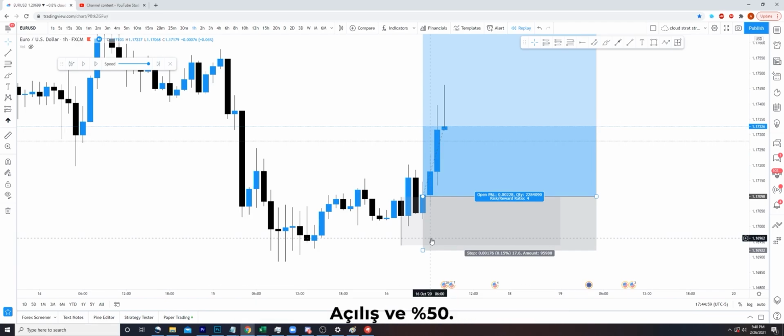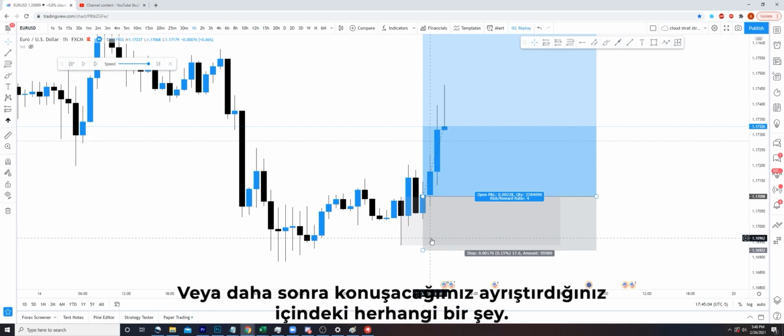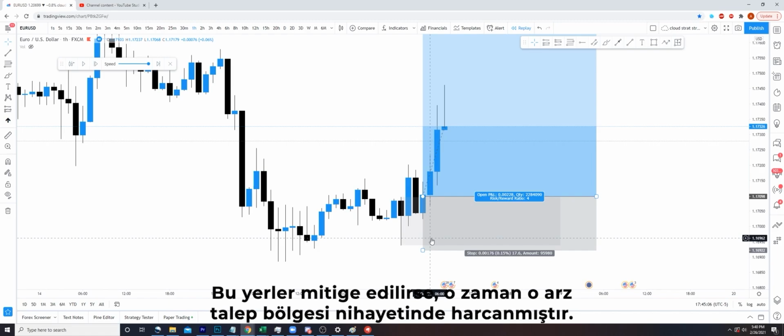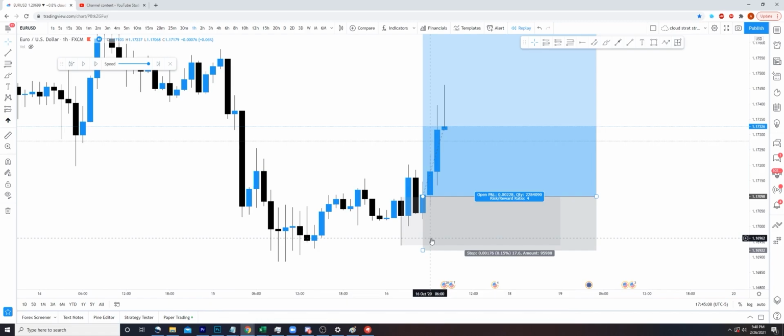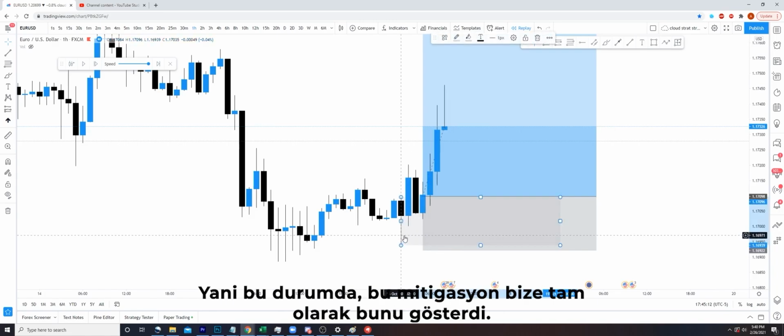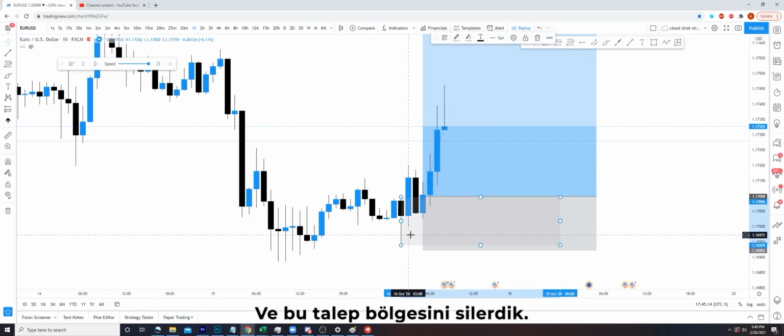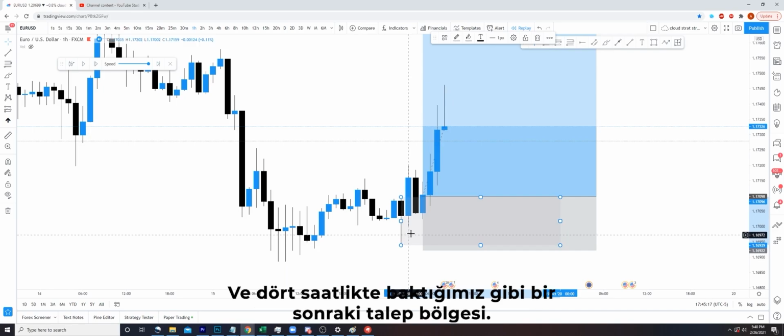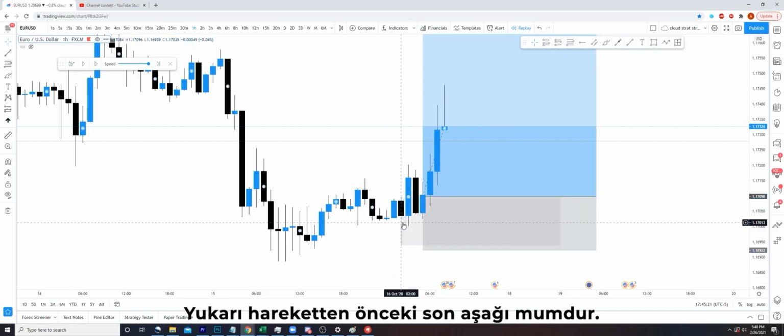So there's ultimately two places on a supply and demand zone that are important. It's the open and the 50%, or anything inside it that you refine, which we'll talk about later. If those places are mitigated, then that supply and demand zone is ultimately spent. That's how we would think about it. Or it's used up and we need to wait for the next one. So in this case, this mitigation showed us exactly that, and we would delete this demand zone.